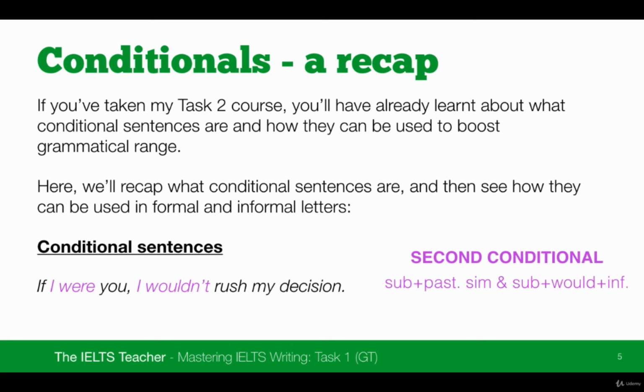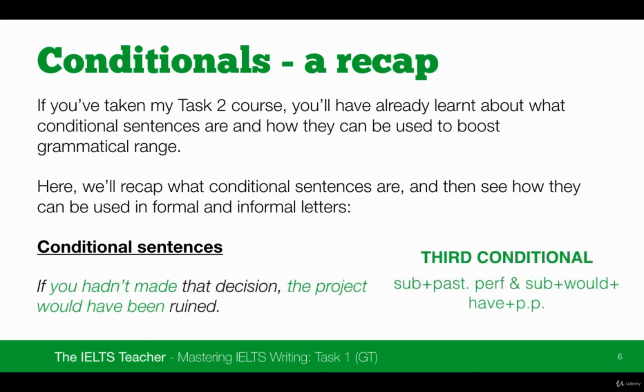It's much better. Now, third conditional. Finally, the third conditional is used to talk about the past. Here we're discussing unreal possibilities or conditions in the past. They're unreal because the past has already happened and we can't change it. But if we had been able to change it, this is what would have happened. There's a third conditional right there for you.